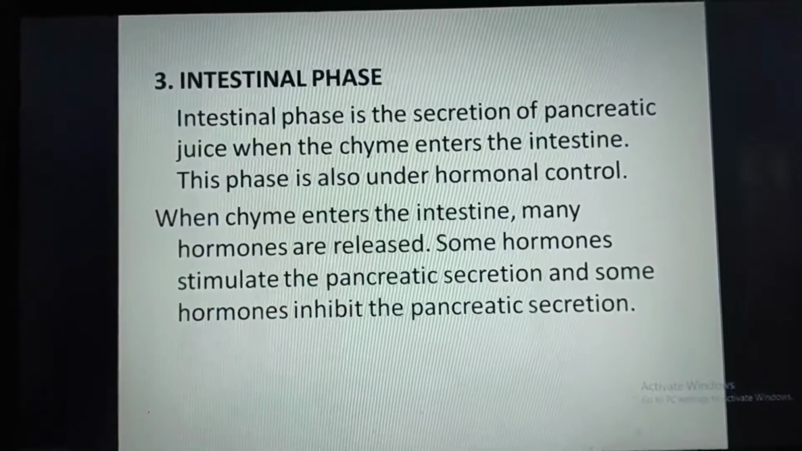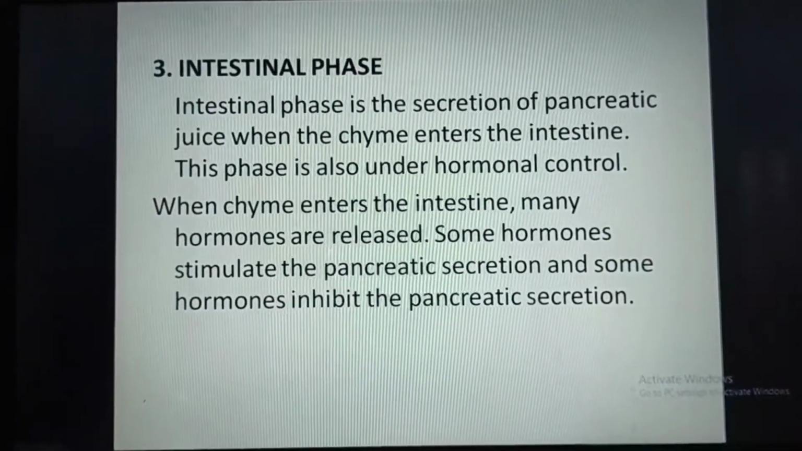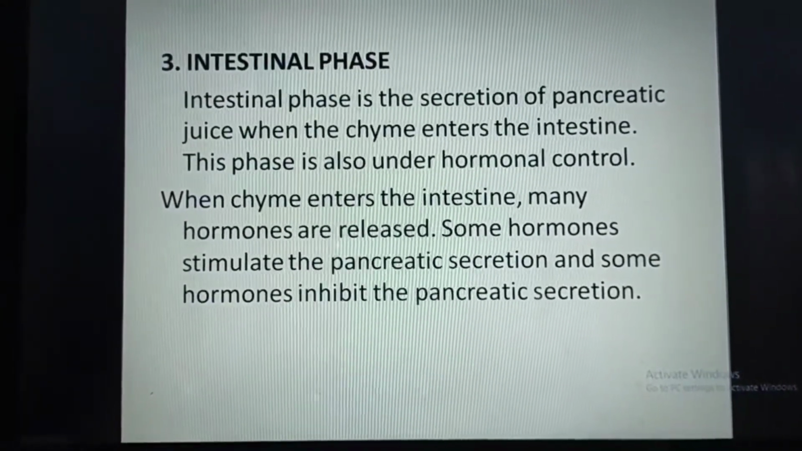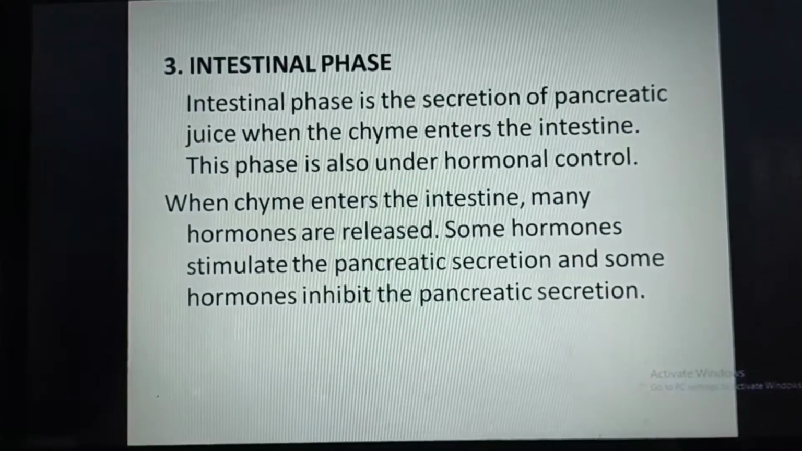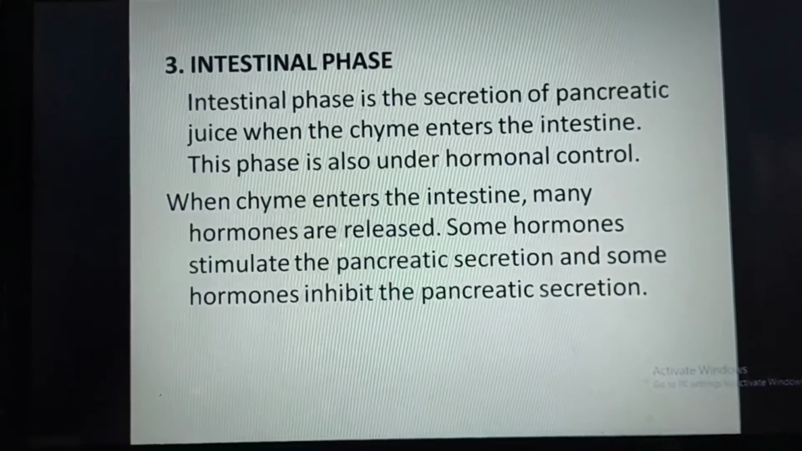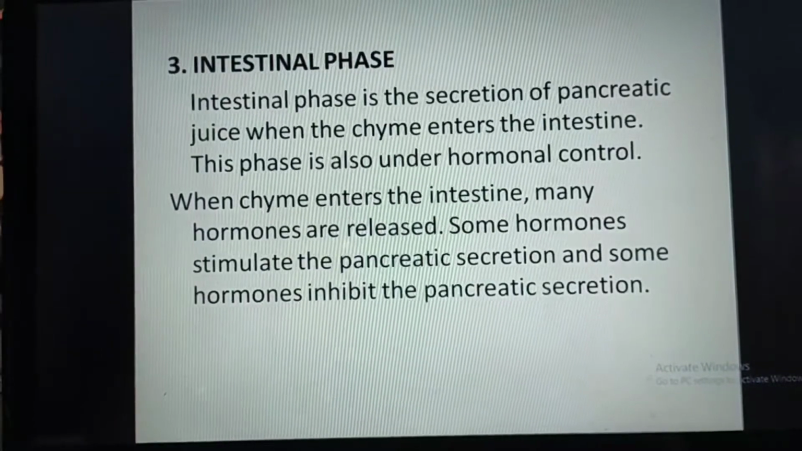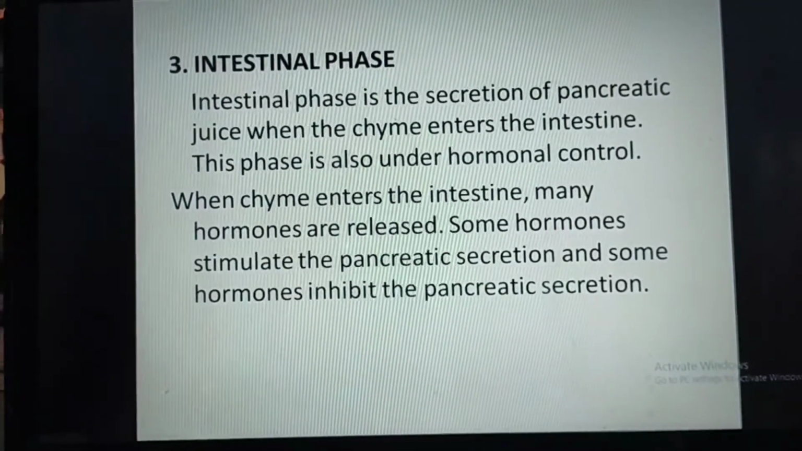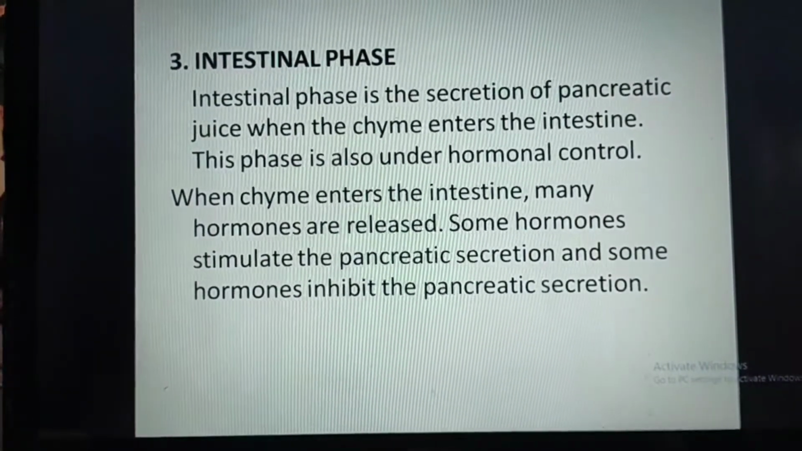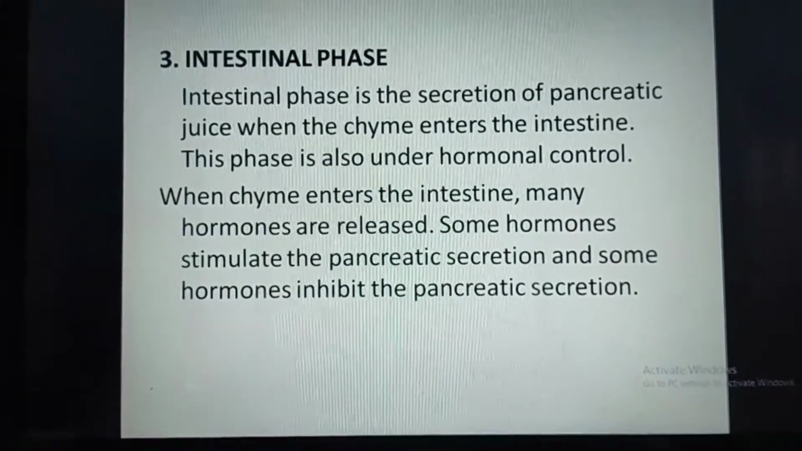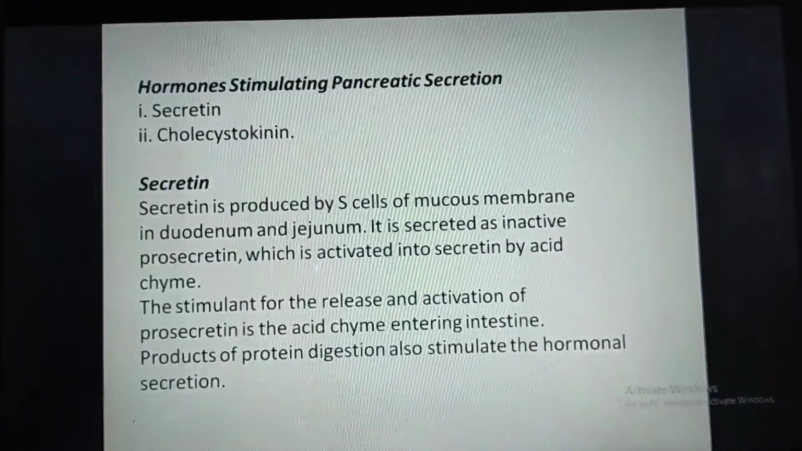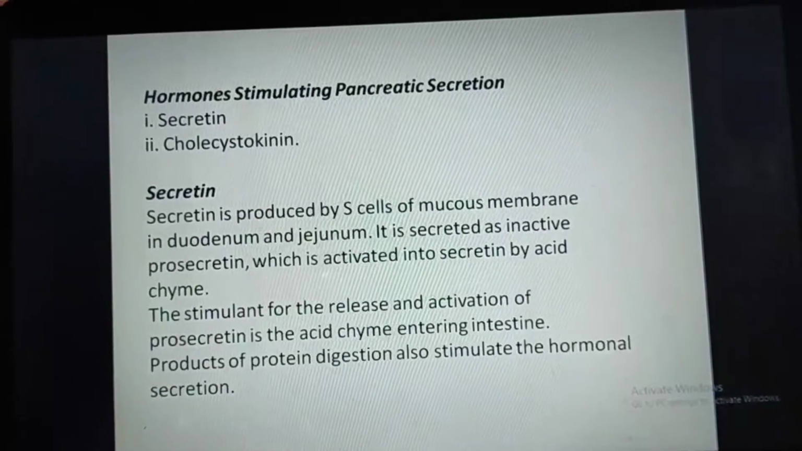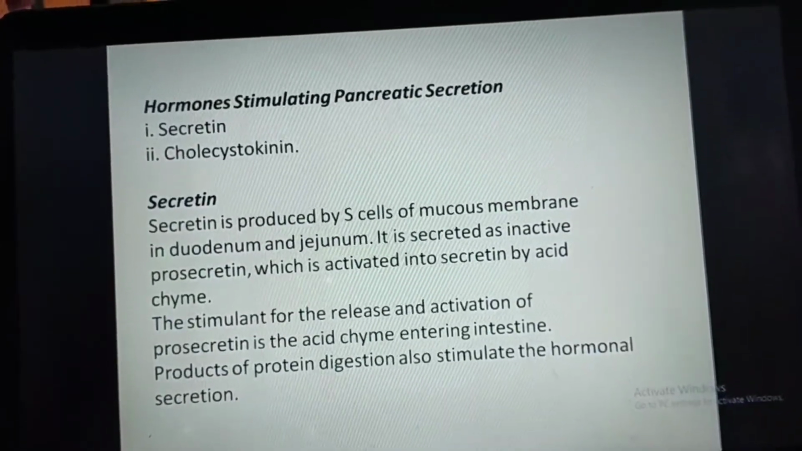Intestinal phase. Intestinal phase is the secretion of pancreatic juice when the chyme enters the intestine. This phase is also under hormonal control. When chyme enters the intestine, many hormones are released. Some hormones stimulate the pancreatic secretion and some hormones inhibit the pancreatic secretion. Hormones stimulating pancreatic secretion are secretin and cholecystokinin.